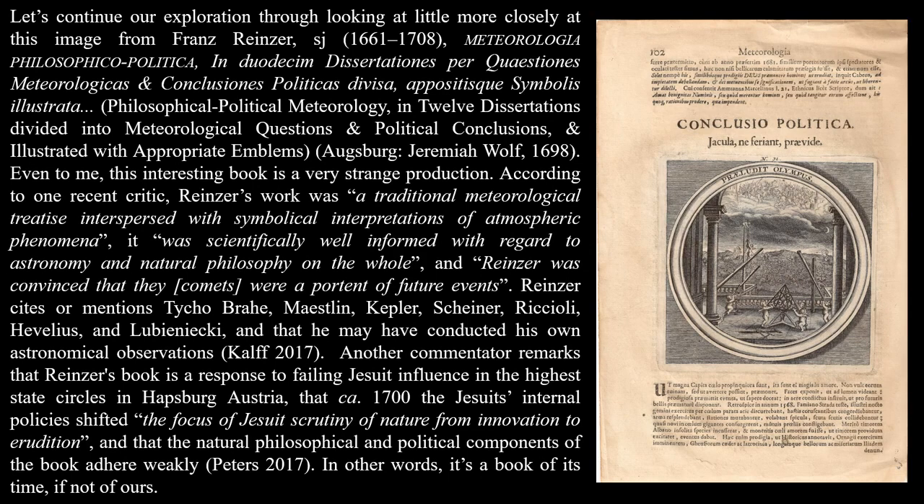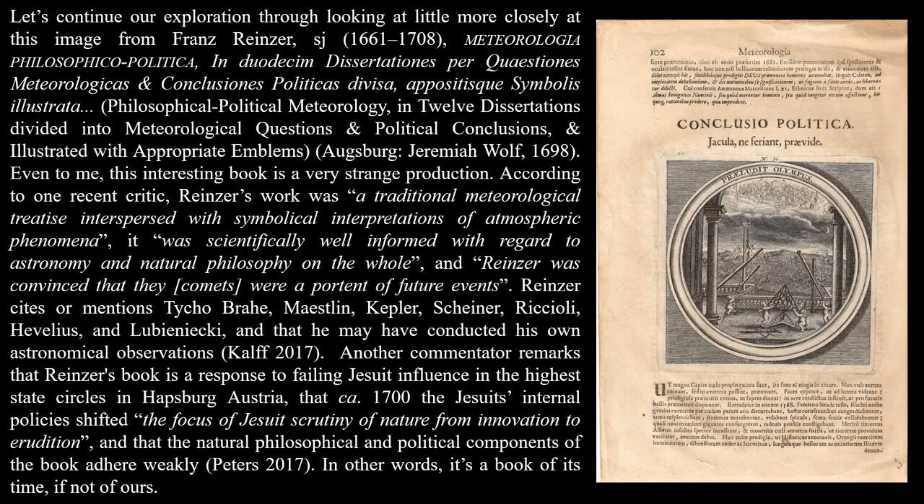According to one recent critic, Reinzer's work was a traditional meteorological treatise interspersed with symbolical interpretations of atmospheric phenomena. It was scientifically well informed with regard to astronomy and natural philosophy on the whole, and Reinzer was convinced that comets were portents of future events. Well, astrology, even mild watered-down astrology, could still be a part of some science in the late 17th century. Reinzer cites or mentions Tycho Brahe, Maestlin, Kepler, Scheiner, Riccioli, Hevelius, and Lubieniecki.